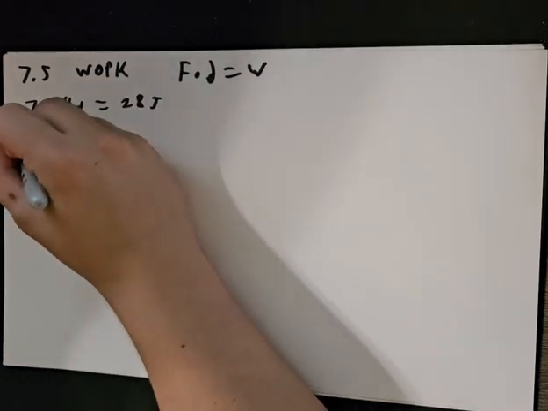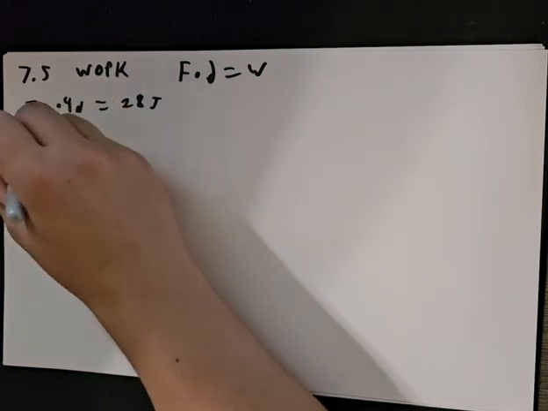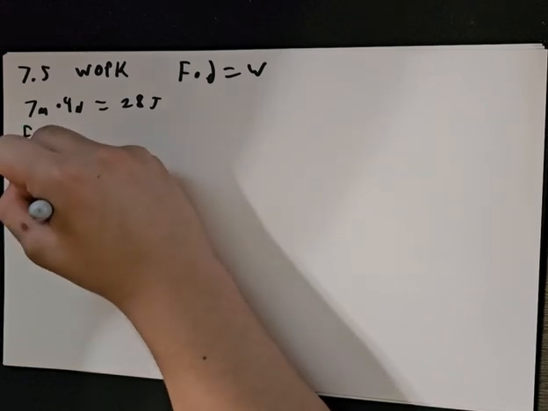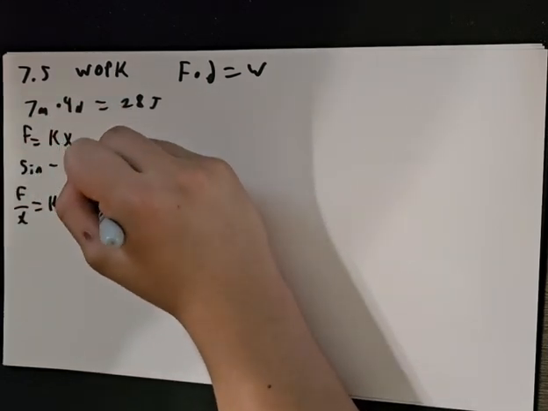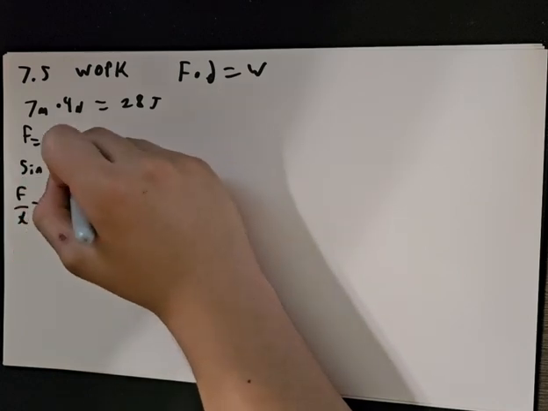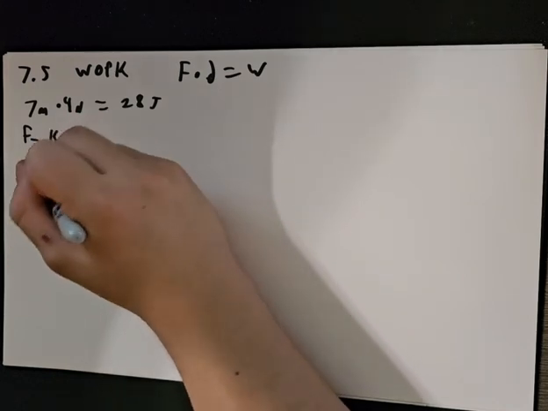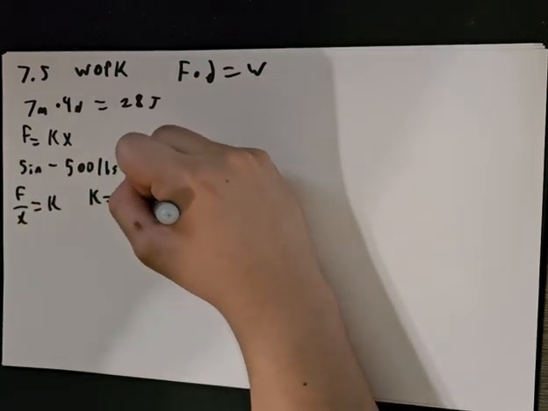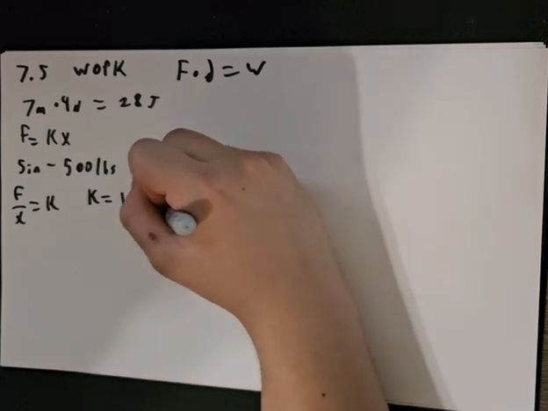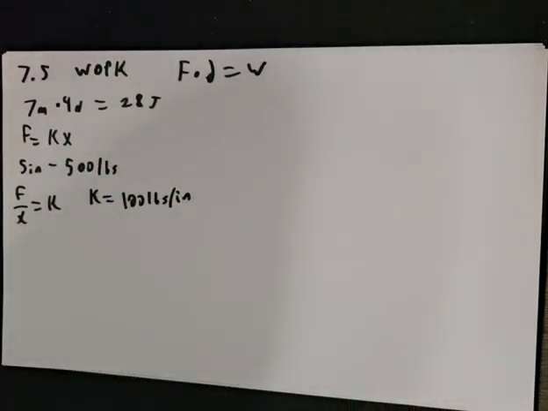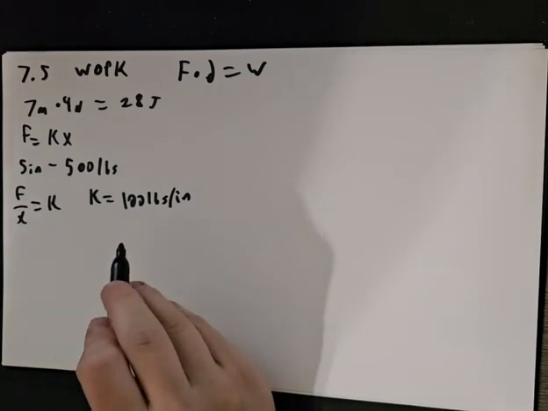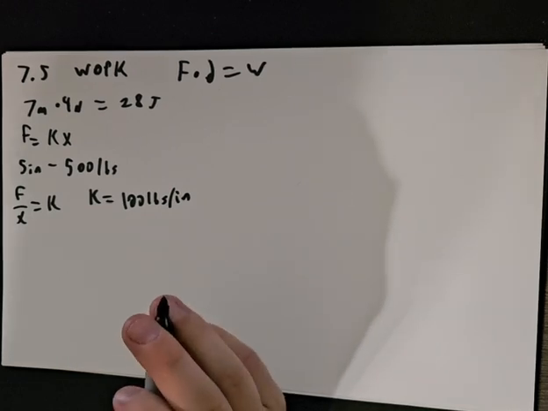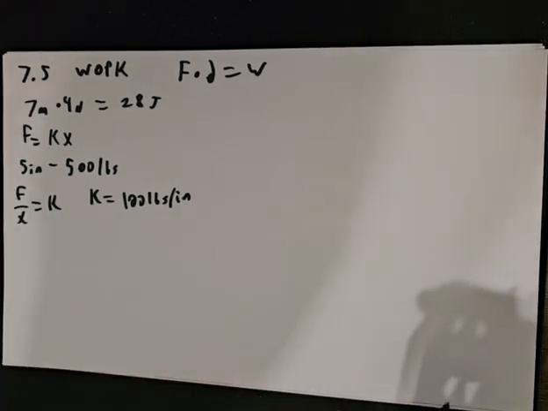Now, if F is equal to kx, we have F, we have x, we need to find k. F over x equals k. So k is equal to F over x. So F is 500 pounds divided by 5, which is 100 pounds per inch. Now that we have our k, let's say we need to know how much more force it will take to move the spring down 5 more inches.